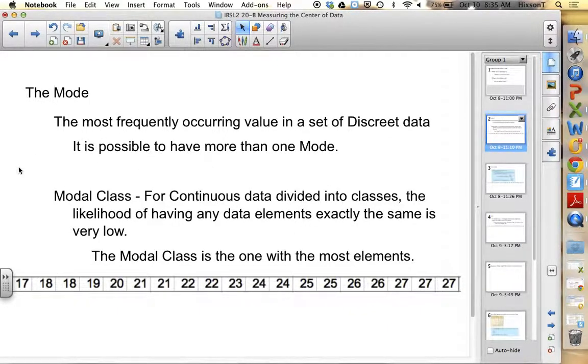The mode. The mode is the most frequently occurring value in a set of discrete data. Okay, remember, let's remind ourselves, what does discrete mean? Integers, not continuous. Okay, generally they're integers, they're things that can be counted, okay? They're exact measurements. It is possible to have more than one mode. We could call it a bimodal set of data. And that's when the thing that occurs the most is actually 2 separate things.